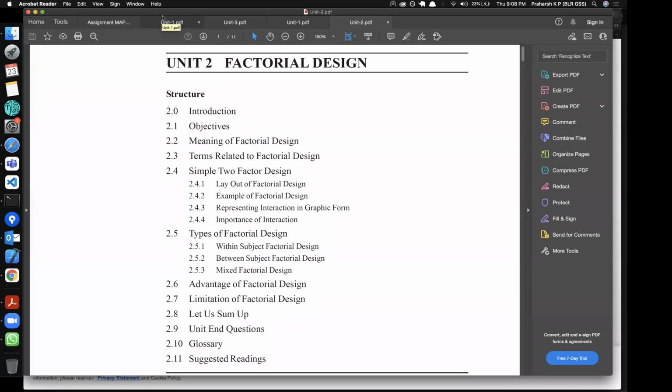Okay, so a factorial design happens when we have multiple inputs. So the input variables are more than one, minimum 2, maximum any, but practically we limit to 3 or 4 max, because otherwise the interactions will be more. Interaction is an effect of one input factor on the changes made by another input factor.